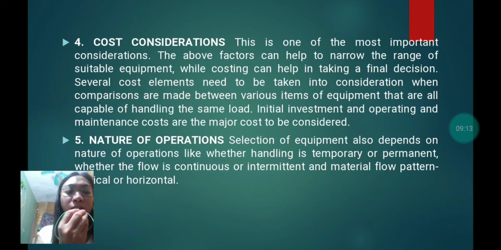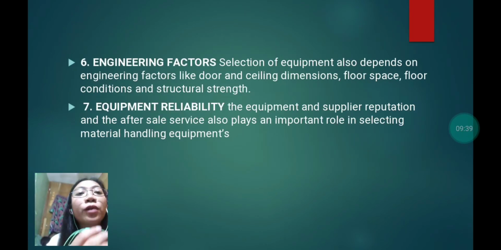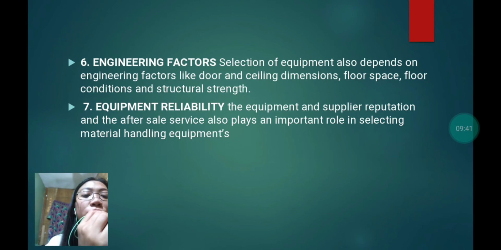Initial investment and operating and maintenance costs are the major costs to be considered. And number 5, nature of operation. Selection of equipment also depends on the nature of operations, like whether handling is temporary or permanent, whether the flow is continuous or intermittent, and whether the material flow pattern is vertical or horizontal.